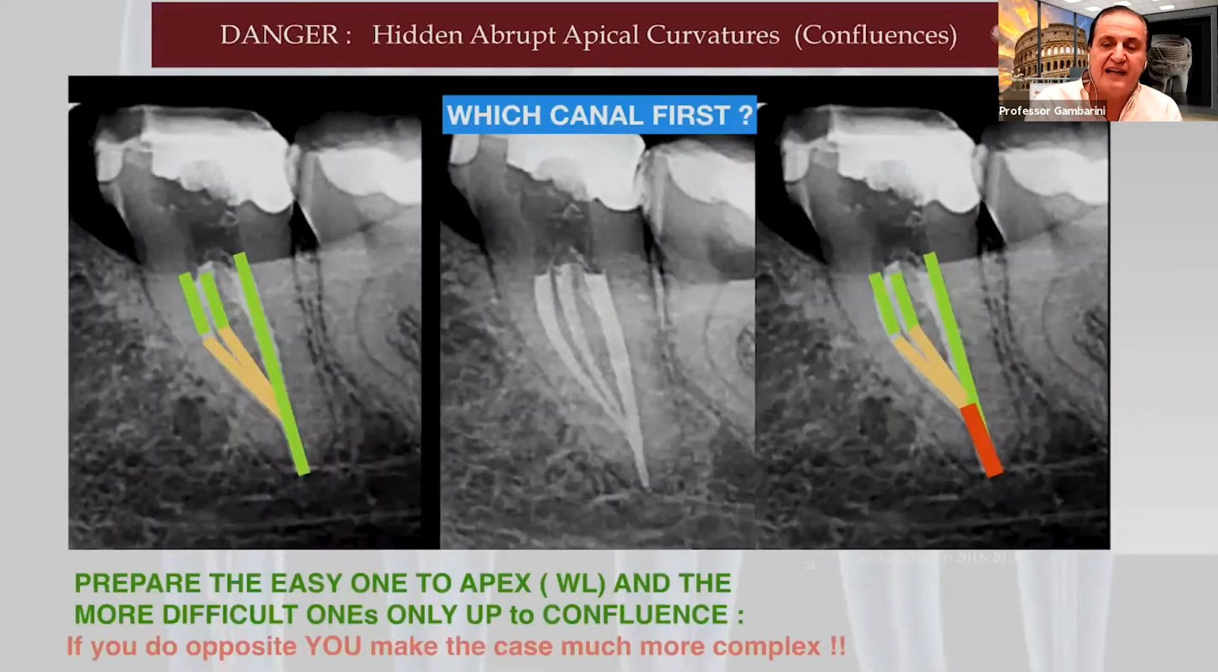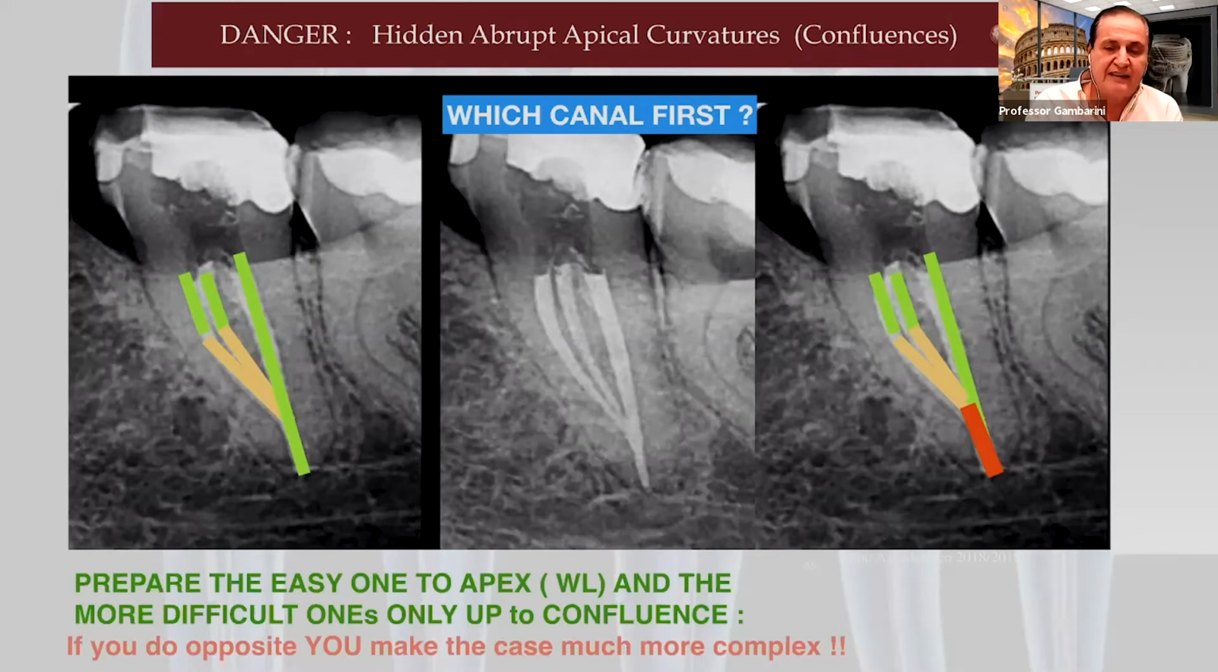Another thing I want to tell you, which is sometimes a little bit forgotten, is that when we have confluent canals, or when we have two canals in one root that join together close to the apex, we always have to ask ourselves a question: which canal first? Because if we see cases like this, what makes this case easy or difficult is not the anatomy, not the instrument, it's the way you approach this canal.